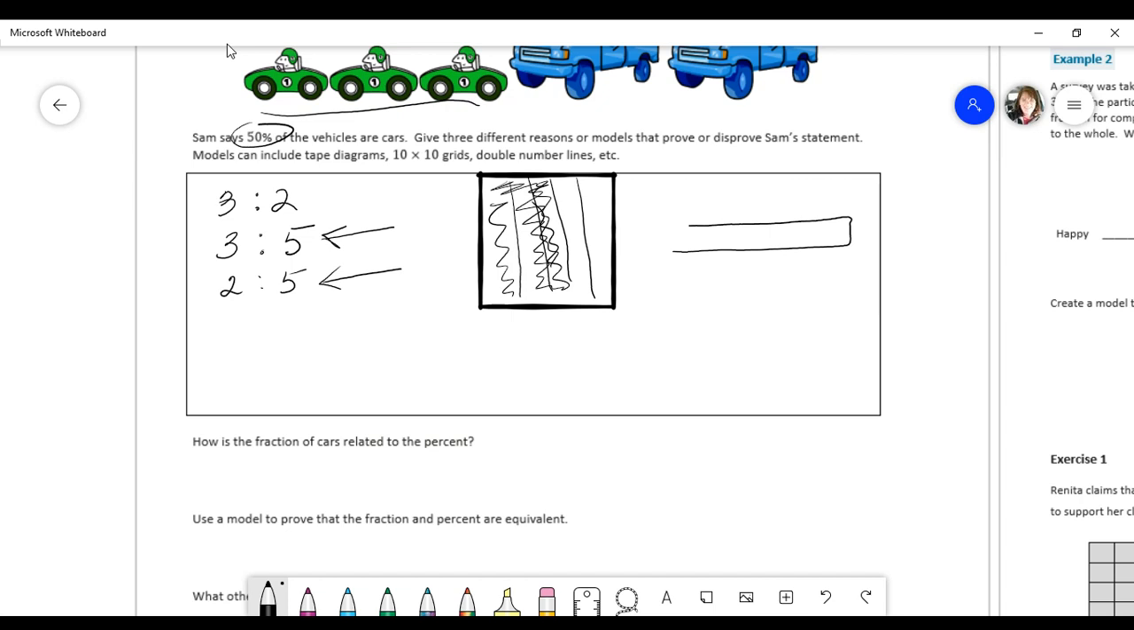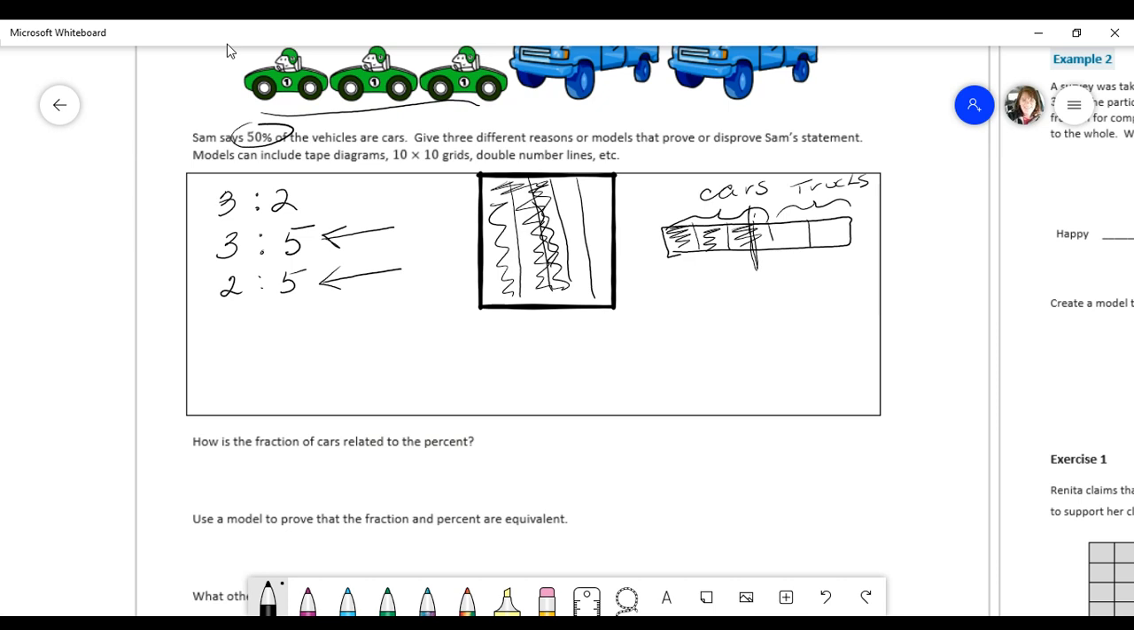What if we did, let's just do kind of a tape diagram. And we have our 5 vehicles. And again, here, 3 of them are cars, and only 2 are trucks. Well, we know that half is right in here. So that shows us it also. So we've shown 3 different ways.